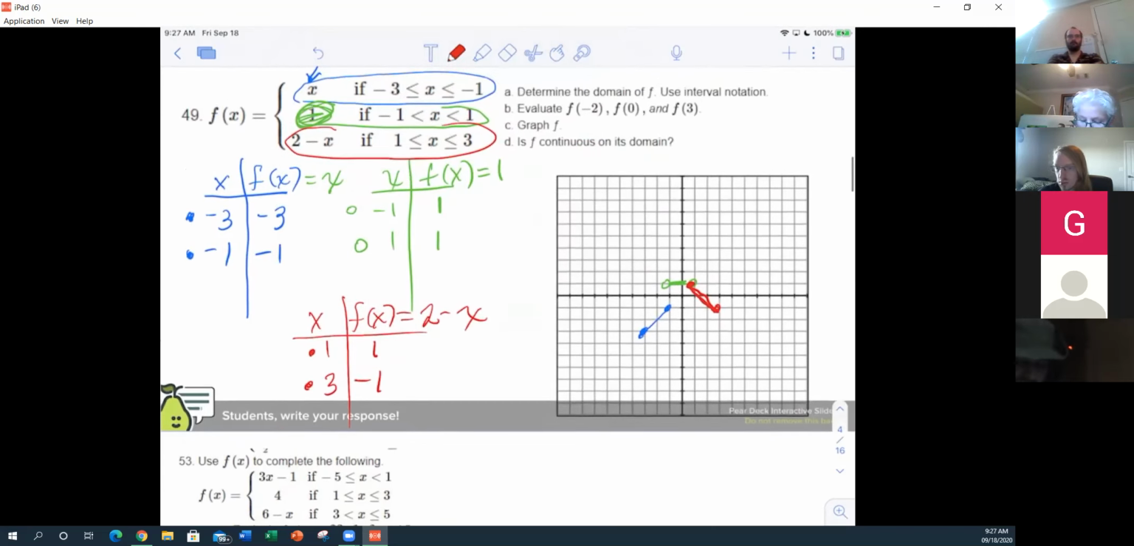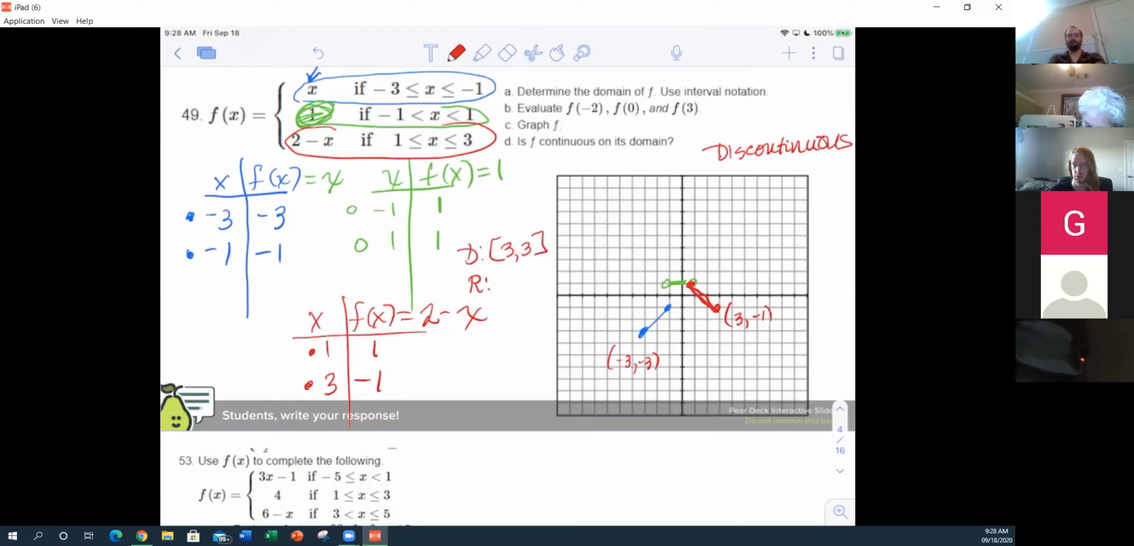Is this continuous or discontinuous? Discontinuous. Absolutely. What is the domain? Let's see. -3 to 3. Yep. And the range? -3 to 1. Yeah. Awesome.